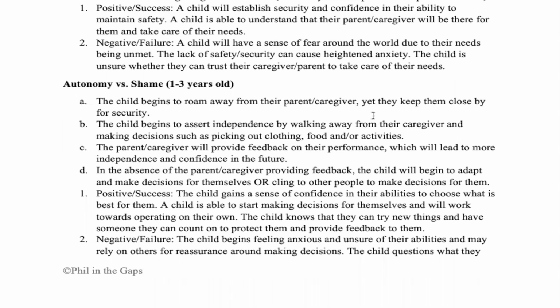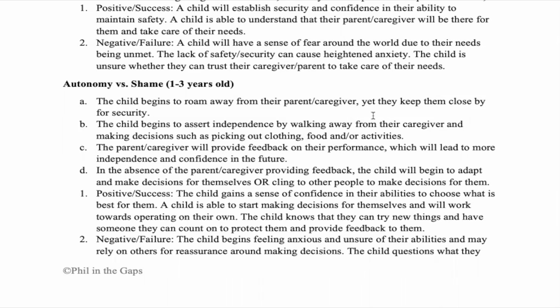In the absence of the parent and or caregiver providing feedback, aka the mistrust side, the child will begin to adapt and make decisions for themselves or cling to other people to make decisions for them. They're like, I cannot make a decision for myself. I never make sound decisions. Nobody cares about me. I'm going to start doing what other people tell me to do because I can't trust my parent and or caregiver, and I can't even trust myself. So that's where the shame factor comes in of, you know what? I feel bad for even being a part of this environment. So I'm going to change who I am and focus on other individuals.